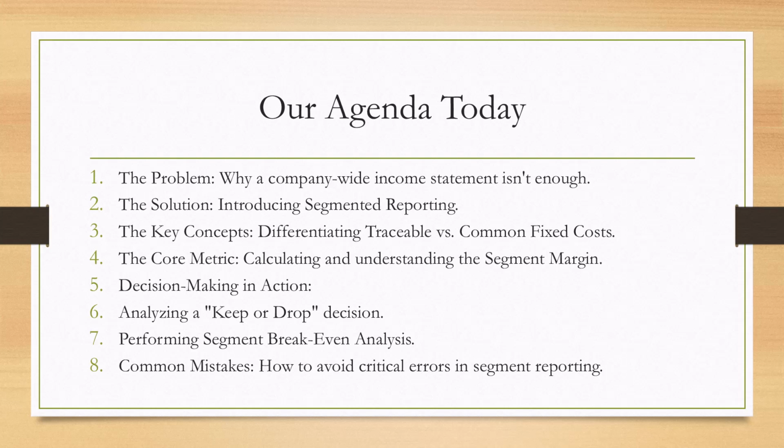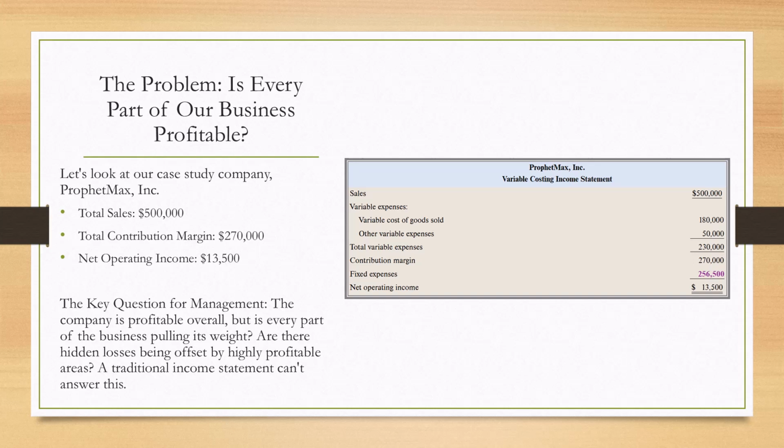We'll start by looking at the problem with a single company-wide income statement. We'll then introduce segmented reporting as the solution. To do this correctly, we must understand the key concepts of traceable versus common fixed costs and learn how to calculate the most important metric, the segment margin. We will then put this knowledge into action by analyzing a keep or drop decision and performing break-even analysis at the segment level. Finally, we'll cover some common mistakes to avoid in segment reporting to ensure our analysis is always sound. So, let's start with a problem.